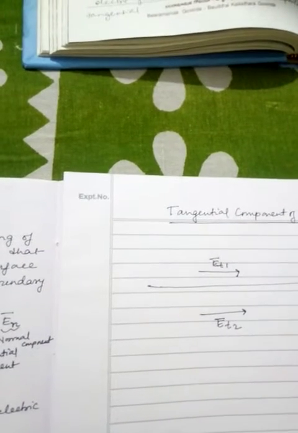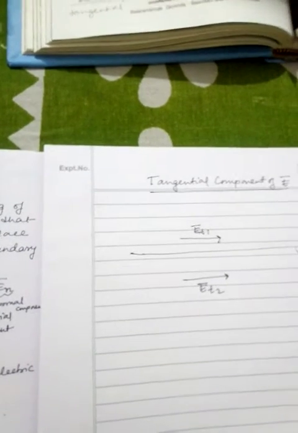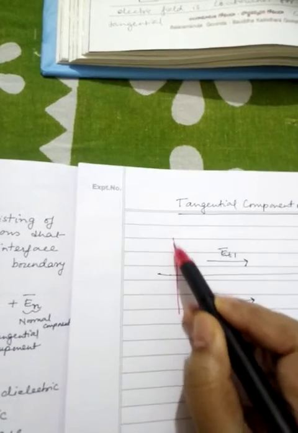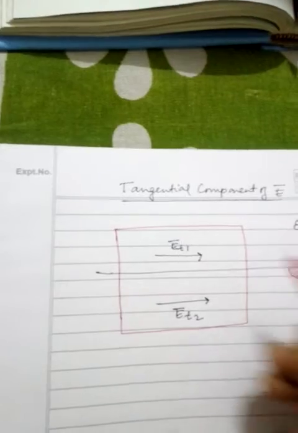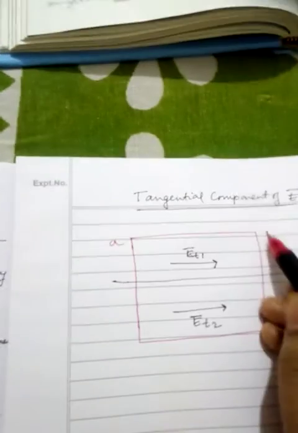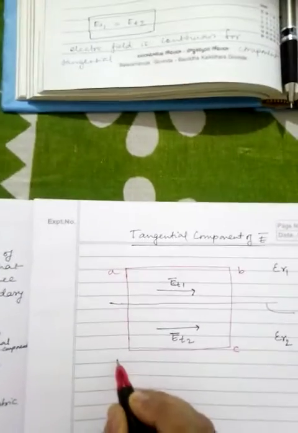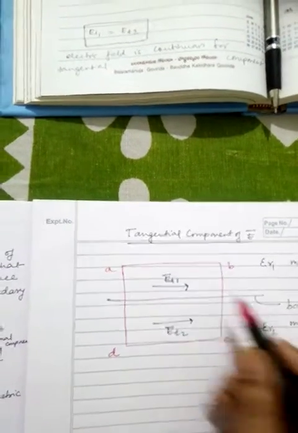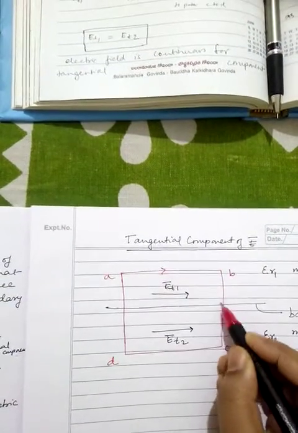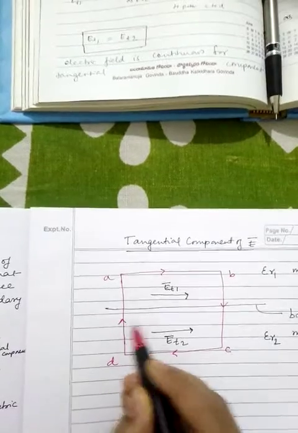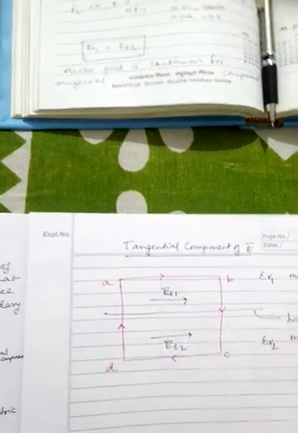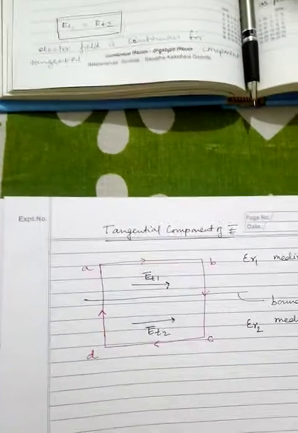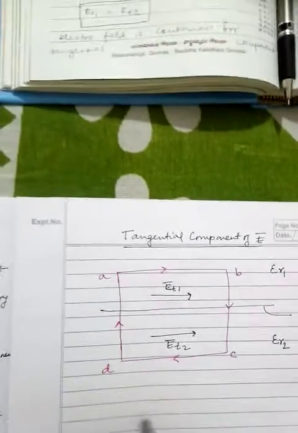Okay, now for getting the expression I have to consider one closed loop, one closed path. Suppose this is the closed path. Let us give it the names A, B, C and D. Now let the direction be from A to B, then B to C, C to D and D back to A. So what we can do is apply Maxwell's second equation.